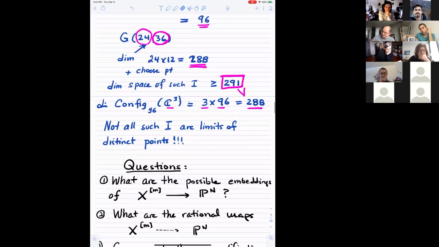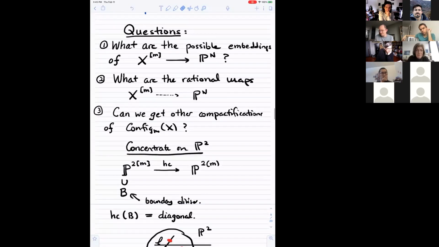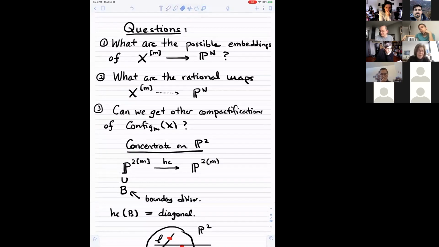Now you see we can ask all sorts of questions. Whenever you have a nice moduli space, it leads to lots of beautiful mathematics. Some of the basic questions that you can ask: you have some abstract space, how can you possibly embed it in projective space? What are the possible embeddings? Or more generally, what are the rational maps from this Hilbert scheme to projective space? Or can we get other compactifications of this configuration space? The Hilbert scheme gives this one, the symmetric product gives this one, but are there others?